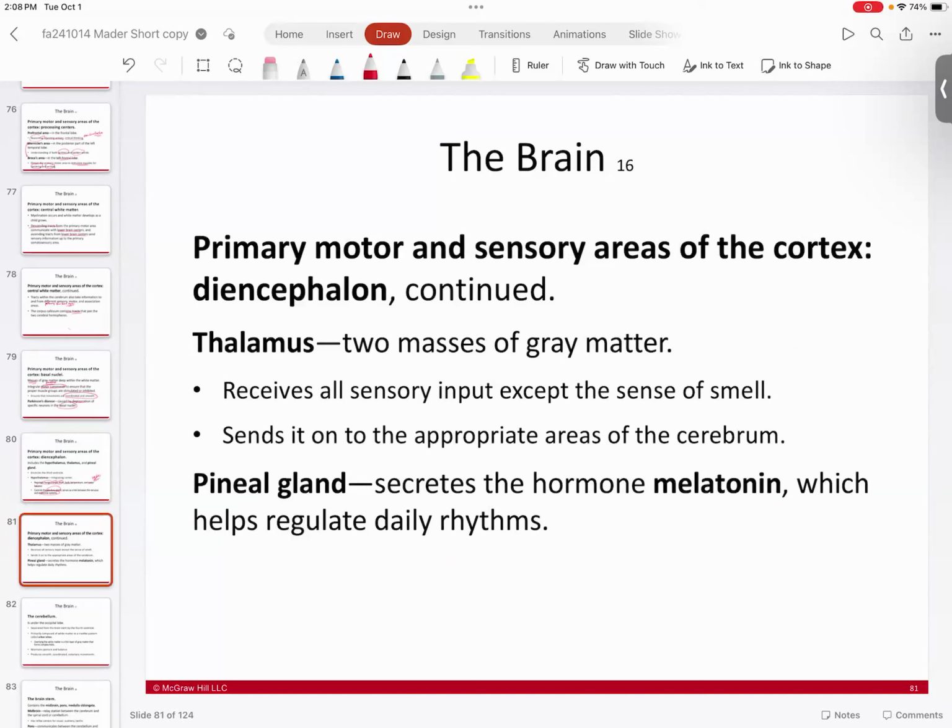Your thalamus basically is two giant masses of gray matter. One receives sensory input, except the sense of smell, that's coming through olfactory. And then it sends it on to the appropriate areas of the cerebrum for integration.